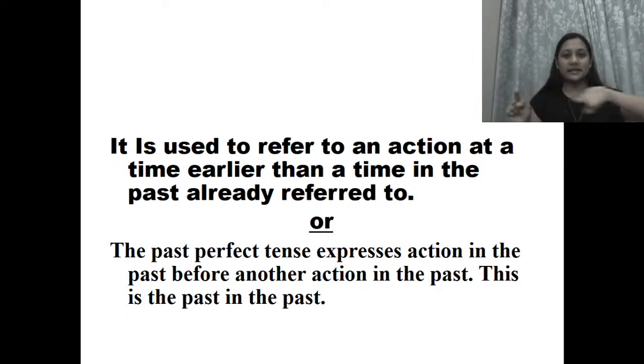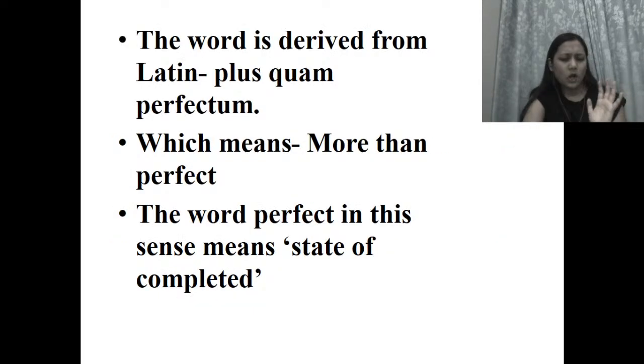For example, this is like a let's just say a line wherein this from here till here we have past. So this is past 1, this is past 2. तो हम past 2 से बात करना start कर रहे हैं और हम past 2 से बात कर रहे हैं past 1 की. Okay, let's not make it complex. Okay, the word is derived from Latin plus quam perfectum.